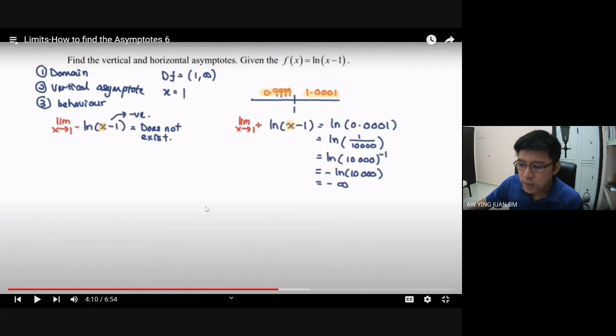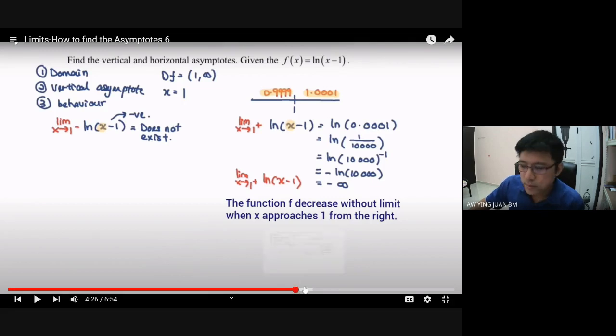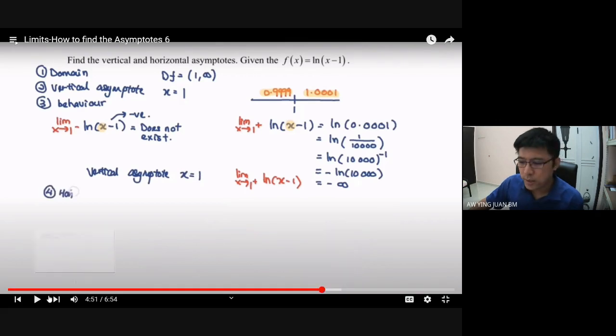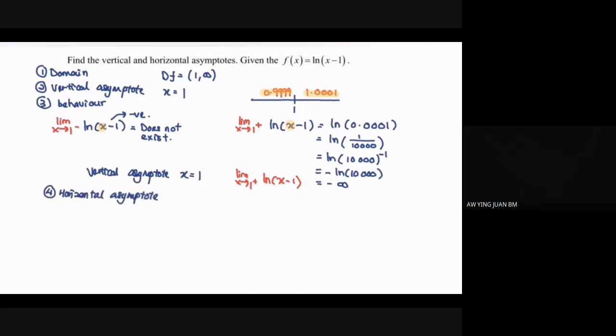Teruskan, seterusnya kita perlu tentukan dia punya asymptote, okay, untuk situasi ini. Dan akhirnya kita perlu tentukan horizontal asymptote pula. So how to find the horizontal asymptote? Limit when x approaching negative infinity. Limit when x approaching positive infinity. And kindly substitute the function ln(x minus 1) for the left, ln(x minus 1) for the right.